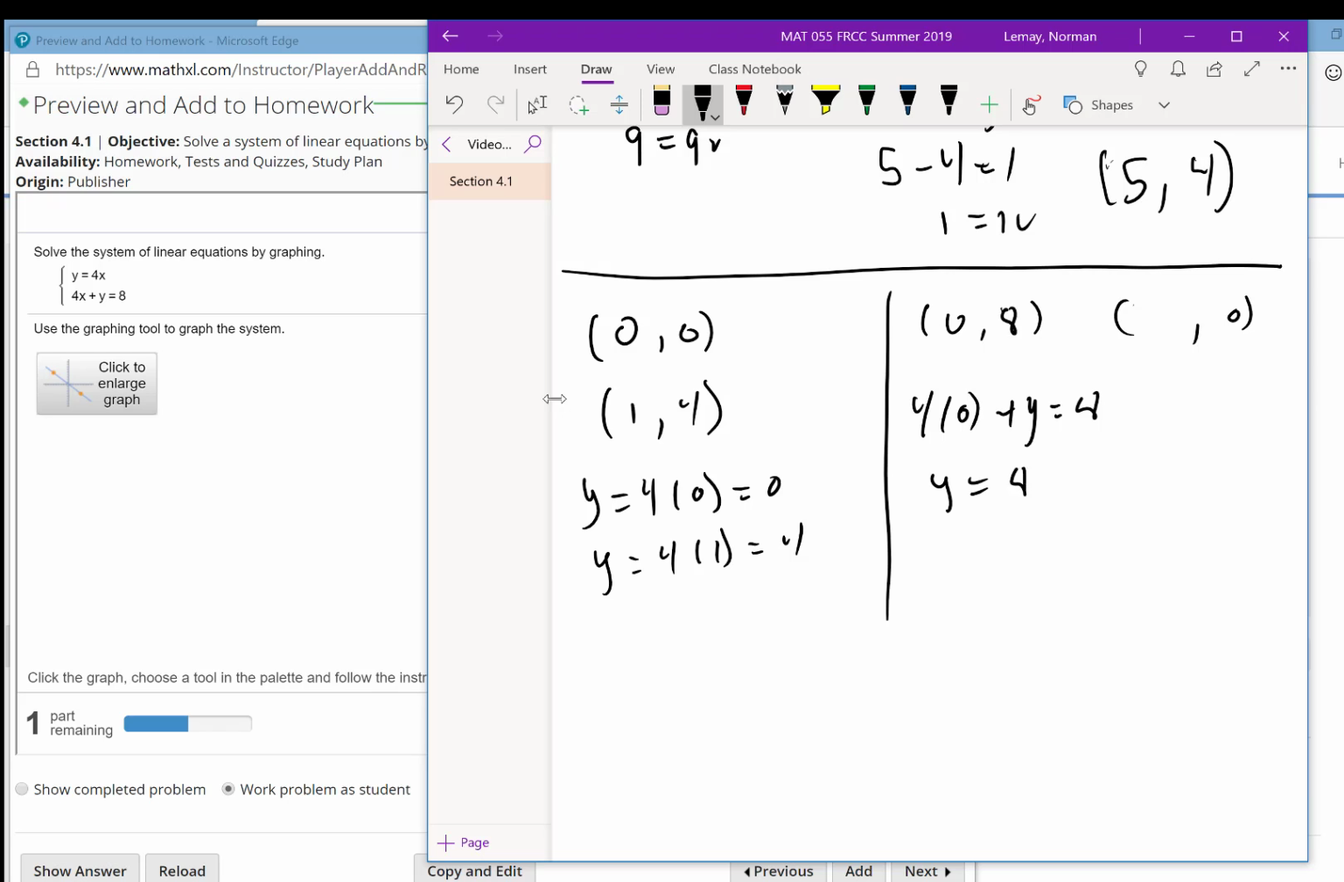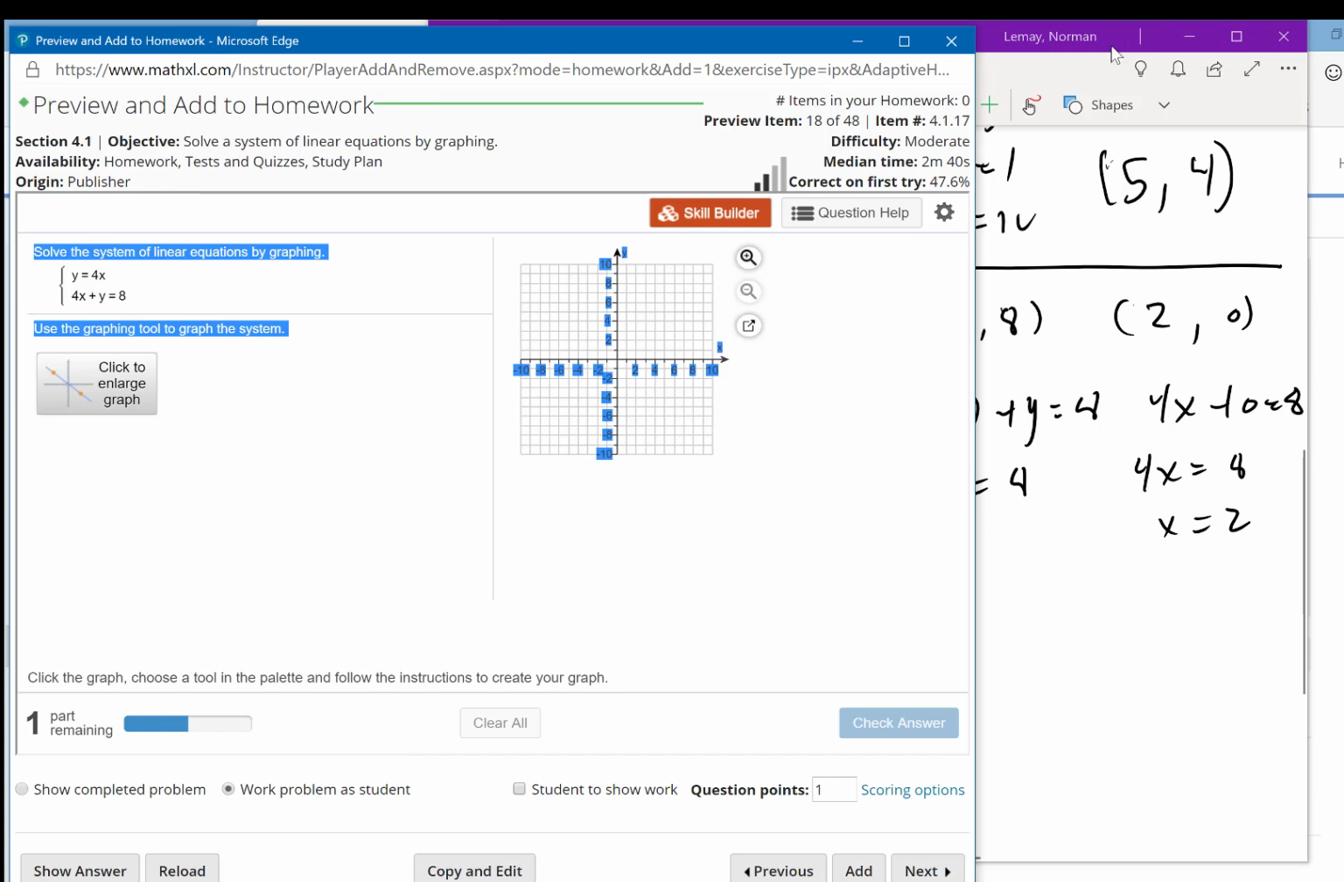And then I'll substitute here. So we get 4x plus 0 equals 8. So 4x equals 8. So x equals 2 when I divide both sides by 2. So then I'll put a 2 right there. Okay, so I got my first 2 points here for the first line, and then I got that for the second line. All right.